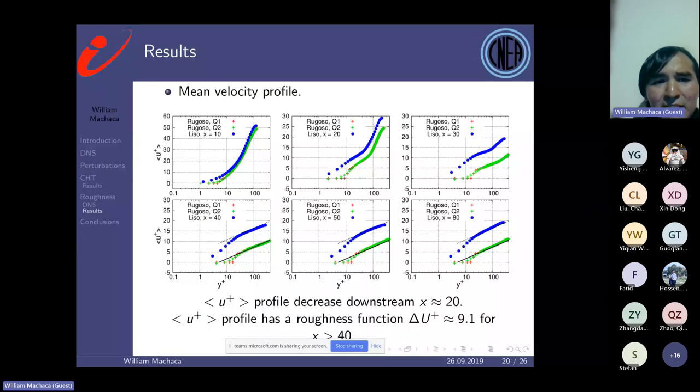Now, in this figure, we present the mean velocity profile at different x positions. In each figure, we can see for the rough case two profiles, Q1 in the middle of the crest and Q2 in the middle between two bars. And the smooth case is presented in blue. It is important to see that downstream of x equals 20, the profile in the logarithmic region decreases its value with respect to the smooth case. And downstream of x equals 40, the roughness function is 9.1.